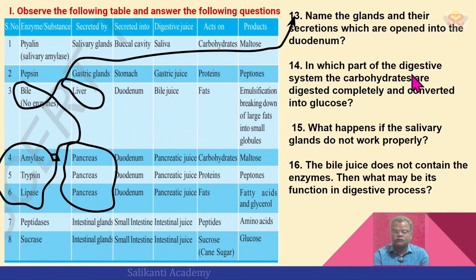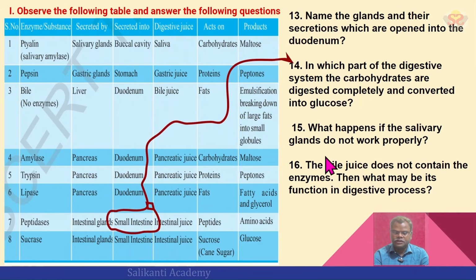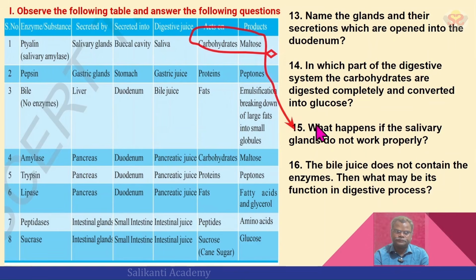In which part of the digestive system are the carbohydrates digested completely and converted into glucose? Small intestine. What happens if the salivary glands do not work properly? Carbohydrates are not changed to maltose. When you eat food, we do not feel the taste because ptyalin, salivary amylase, does not work on carbohydrates. Carbohydrates are not changed to maltose. Due to this, we are unable to feel the taste.